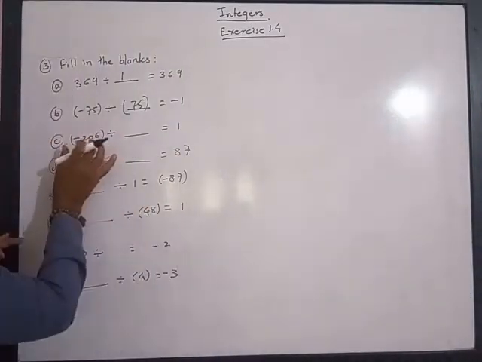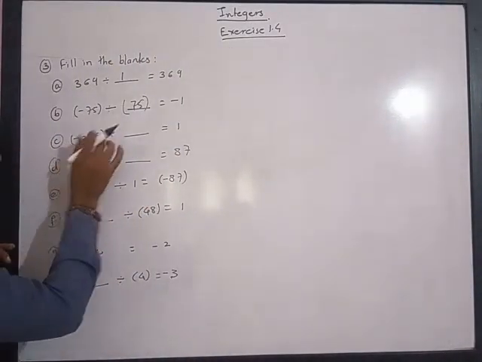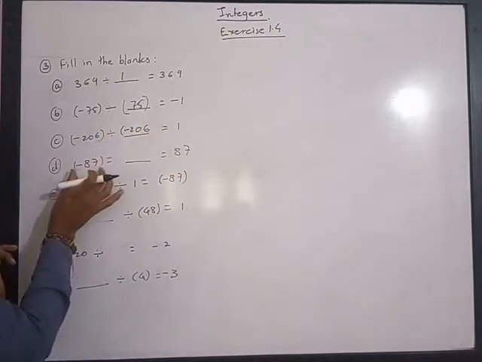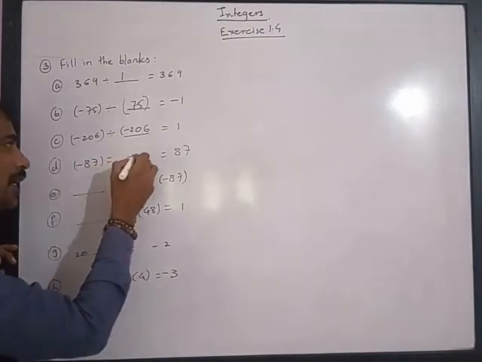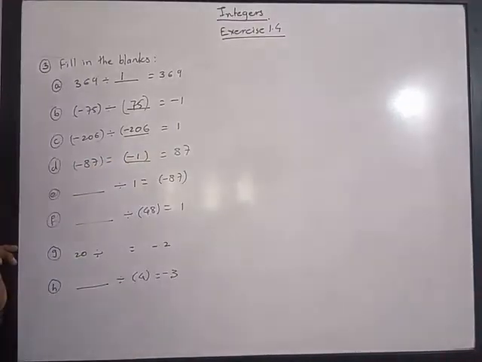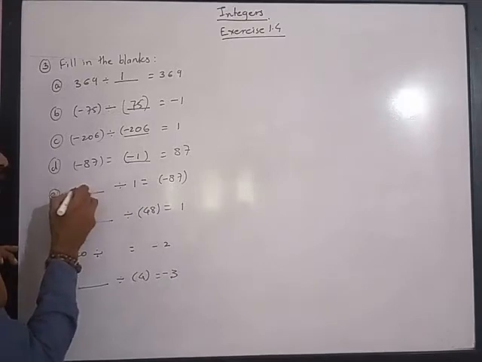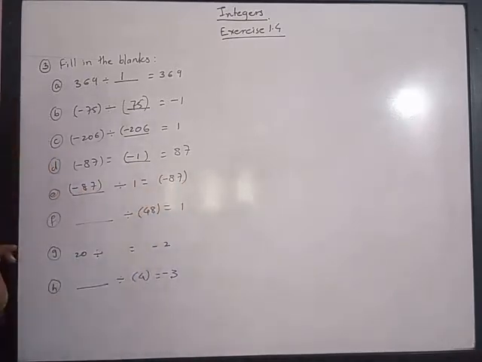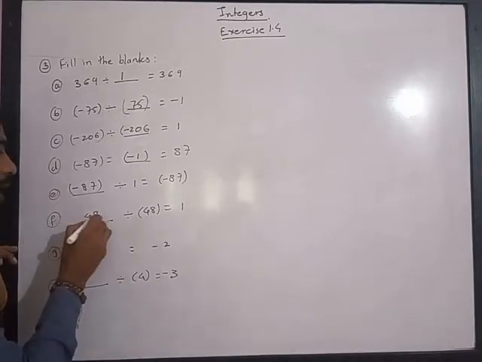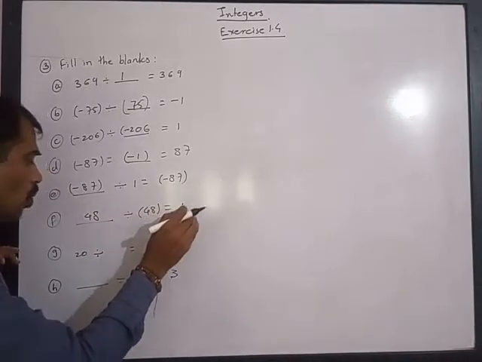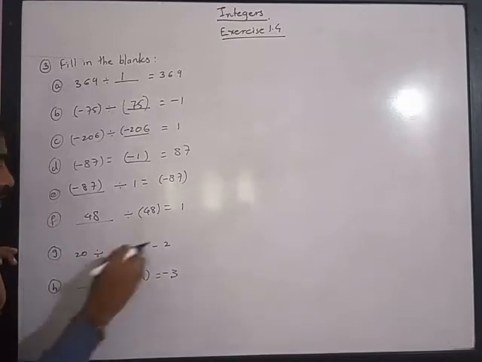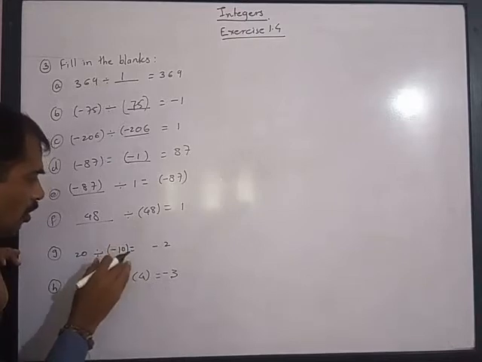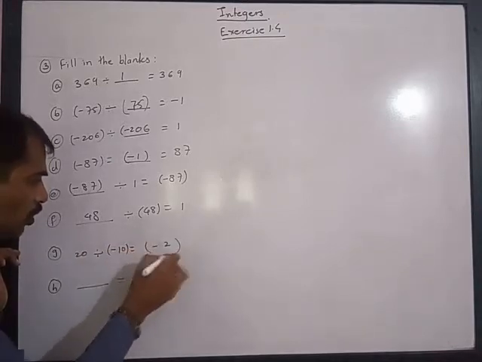Now next is negative 206. If the same number divides the same number, we will get the answer 1. If negative 87 is divided by negative 1, we will get the answer 87. And if negative 87 is divided by 1, we will get the same answer. If 48 is divided by 48, we will get the answer 1. If 20 is divided by negative 10, then we will get the answer negative 2.